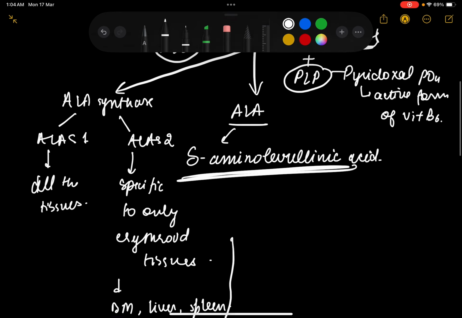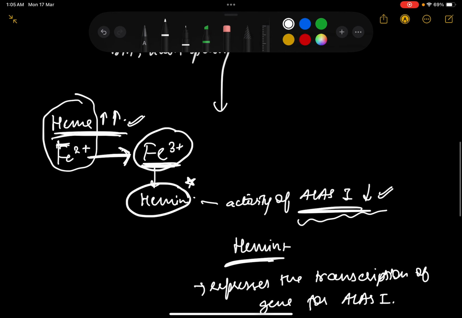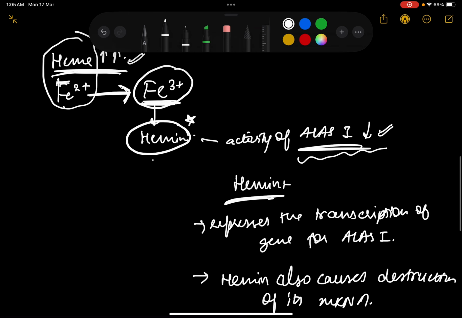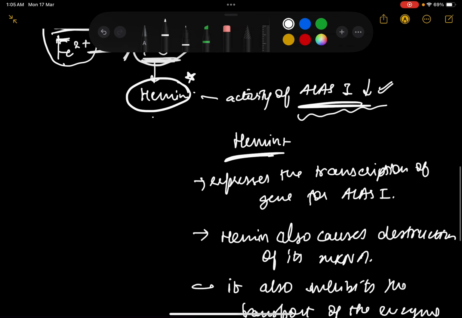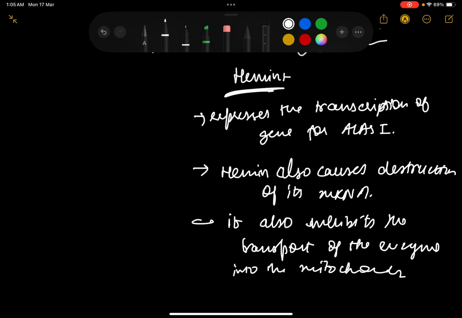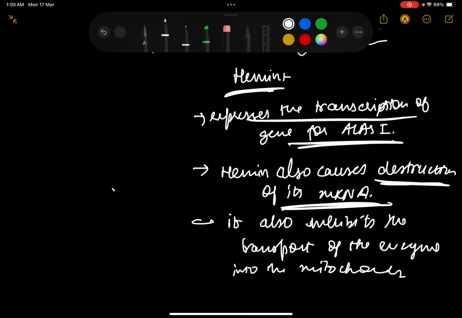Now, what did hemin do? We saw that when the body has an excess of heme, the 2+ iron is converted into the 3+ form to form hemin. This hemin reduces the activity of synthase 1. If the activity of synthase 1 is reduced, then the production of heme or hemoglobin is reduced. Now how does hemin do it? First of all, it inhibits the transcription of the gene for synthase 1. If transcription does not occur, then mRNA is not formed. Secondly, it also causes destruction of mRNA. If mRNA is destroyed, then protein cannot be formed.